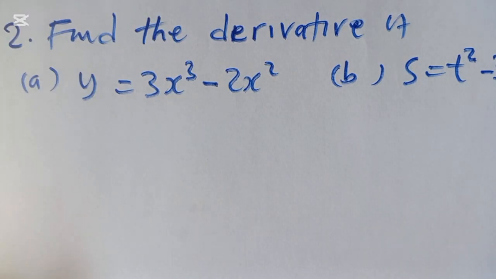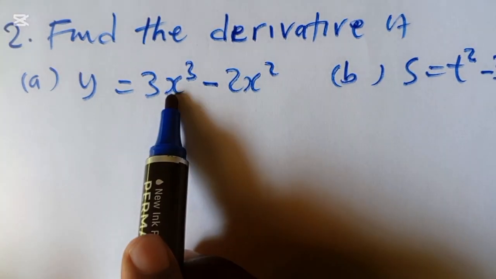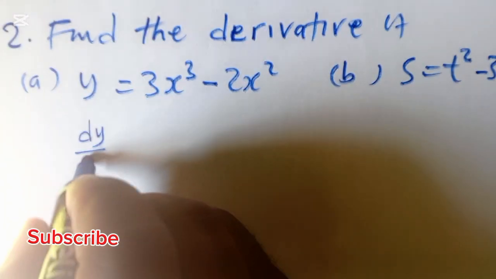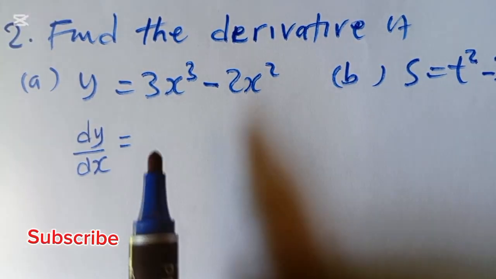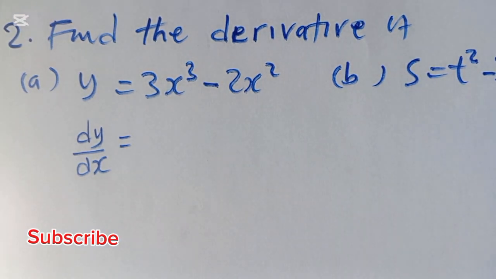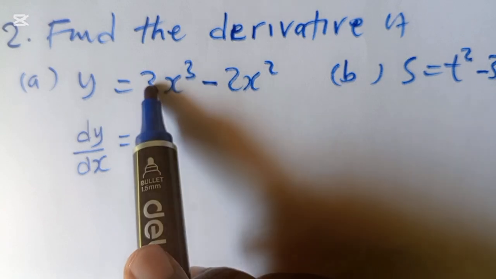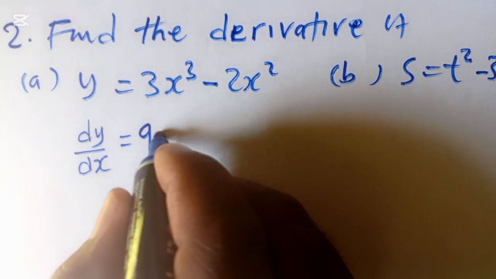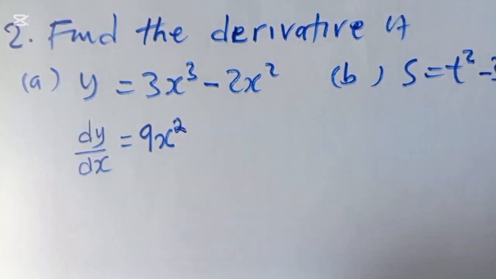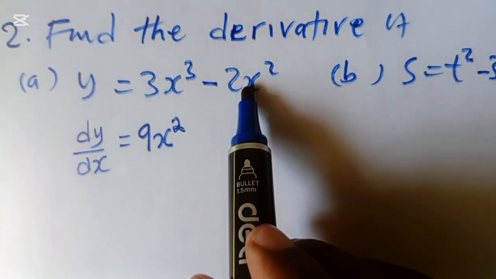Example 2, find the derivative of a, y is equal to 3x to the power 3 minus 2x to the power 2. So we are differentiating with respect to x. So I'll say dy/dx is equal to, we differentiate 3x to the power 3. So remember two things, and remember where we are coming from. So 3 times 3, that is 9x, 3 minus 1, that is 2. So that is the way it is.